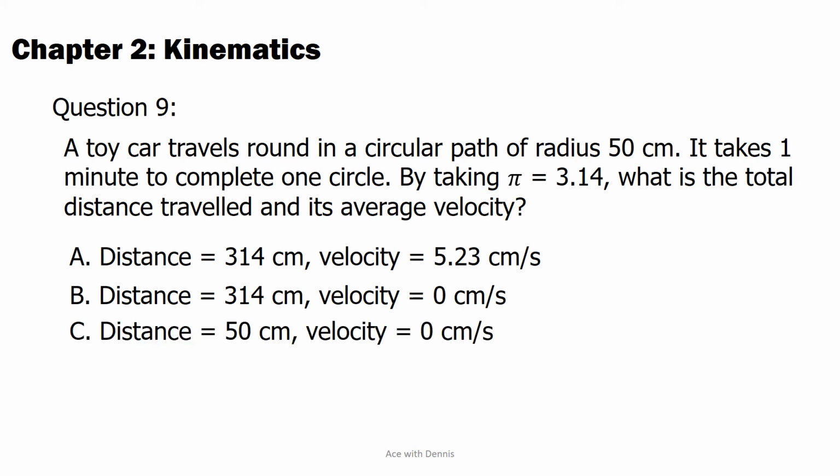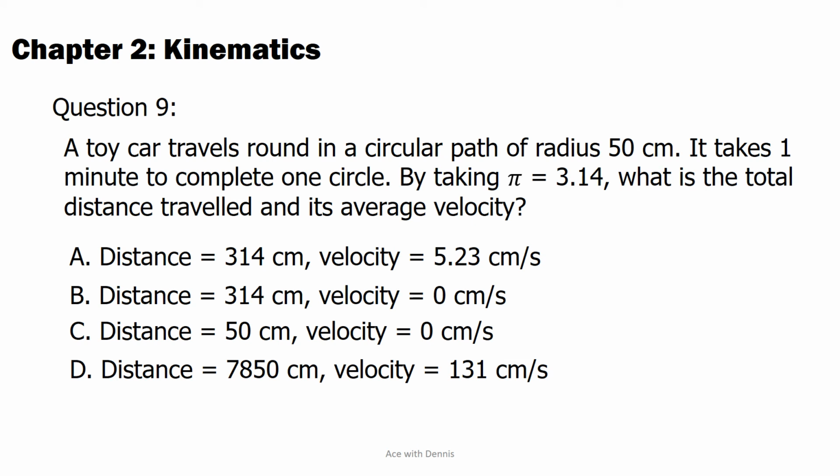C. Distance equals 50 centimeters. Velocity equals 0 centimeters per second. D. Distance equals 7,850 centimeters. Velocity equals 131 centimeters per second.